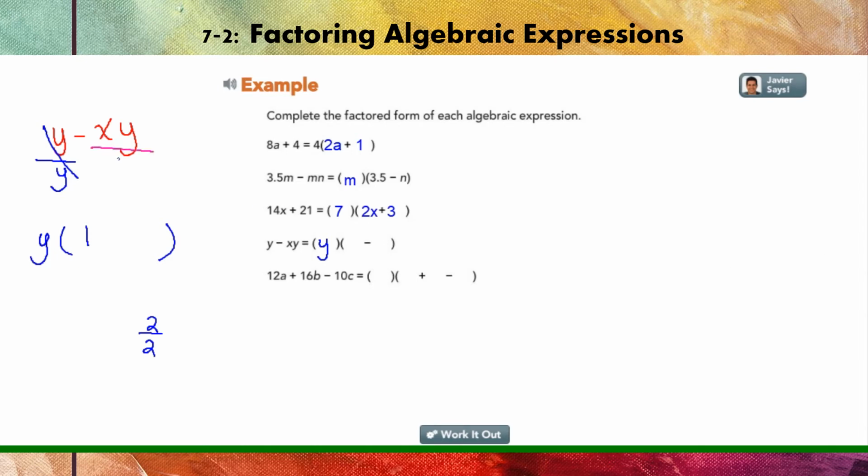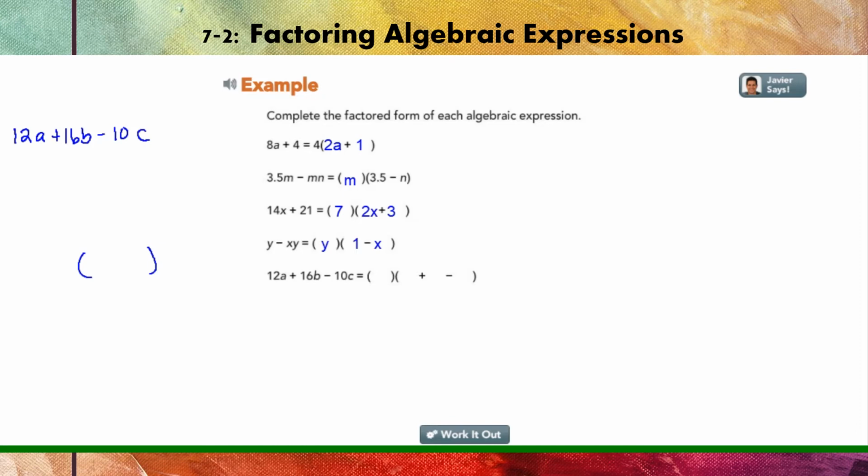Now I'm going to divide this by y. These y's cancel out, or you can think that it equals 1. So we're left with negative x. Now you can check by distributing back in. So we have y times 1, which is y, and then y times negative x, and that will give us negative xy. So this will bring us back to our final answer, and we have to make sure we put 1 and x inside of the parentheses.